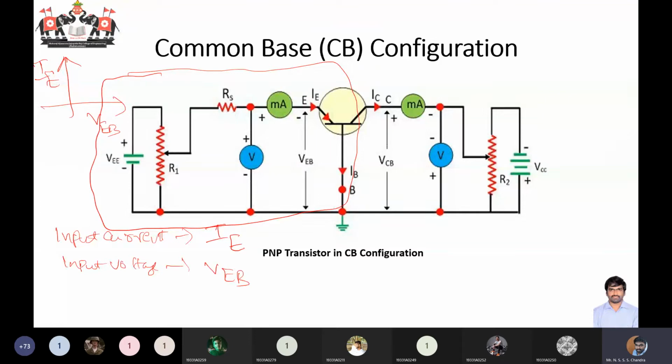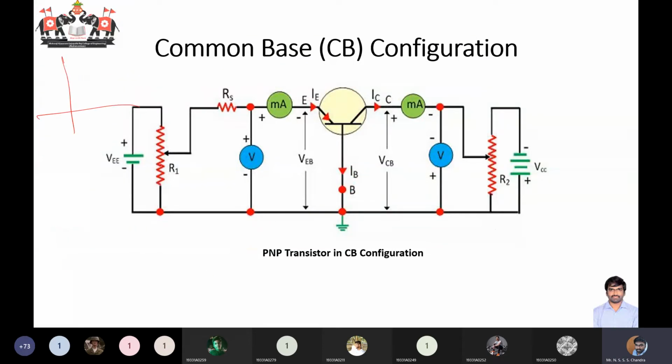So the graph will be in this manner. This is your IE, this is your VEB. So you have a cut-in voltage, and then an exponentially rising current. This is when your output voltage VCB is open.